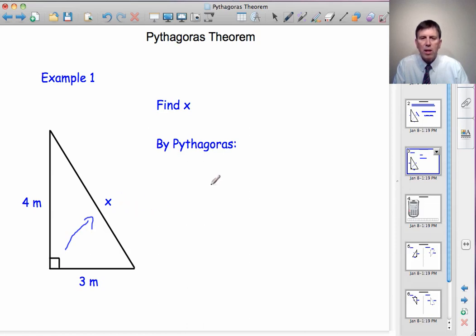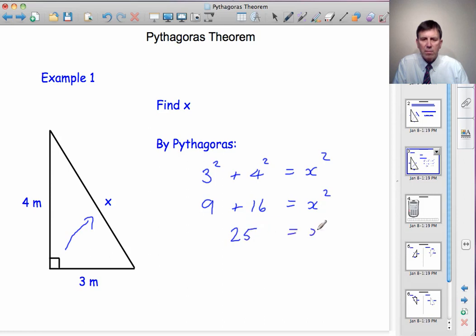So when I state Pythagoras theorem for this triangle, it's this one squared plus this one squared is equal to the hypotenuse squared. So 3 squared plus 4 squared is equal to x squared. Now this is a nice easy one with simple small numbers. 3 squared is 9. 4 squared is 16. 9 plus 16 is 25, so 25 is equal to x squared.